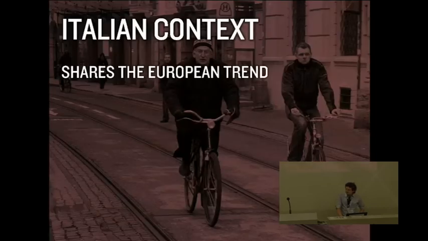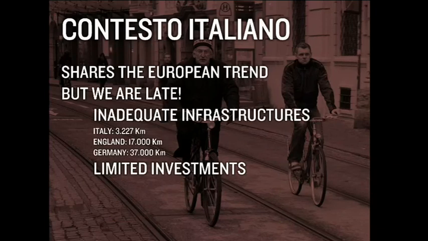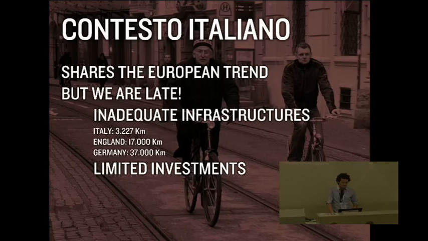In Italy, where we come from, the context is also getting better, but of course we are late. We have inadequate infrastructures, most of the time poorly planned. For example, in Italy we have 3,000 kilometers of bike lanes, while in England you have 17,000. And in Germany here, as you probably noticed, you have more than 10 times the number we have in Italy. And most of all, we are poorer, so we have limited investments to make in bike infrastructure.